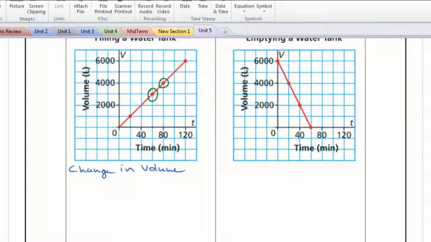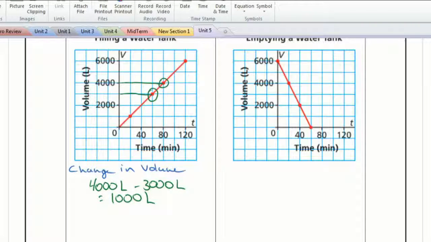So up here my volume is 4,000 and down here my volume was 3,000. So if I'm looking at those 2 points, the change in volume is going to be 4,000 minus 3,000. So I end up with 1,000 liters. That's my change in volume.